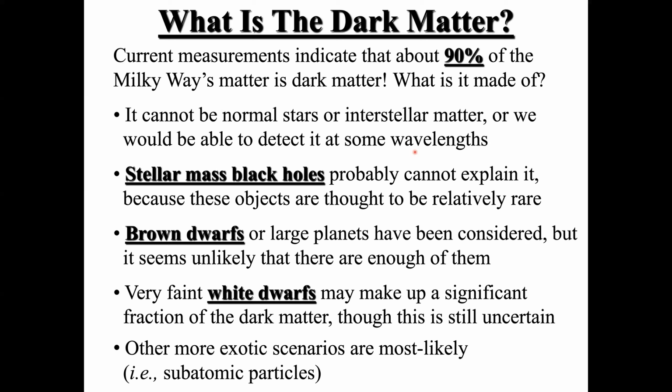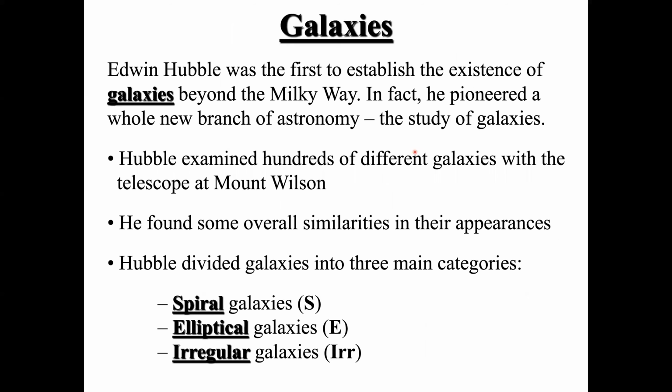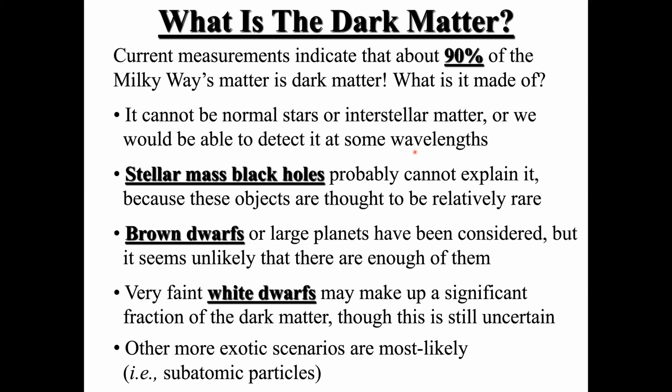So you can see that we are looking at these faint objects to see whether they make sense. The white dwarfs may make up a significant fraction of the dark matter, but we don't know actually. We have not proved any of these things, right? And maybe a more exotic scenario may be subatomic particles like quarks, electrons, those kinds of stars. But we still don't know what this dark matter is, right? And that is about the structure of our galaxy and how dark matter came into play, and how you measure the mass to light ratio and all these things.